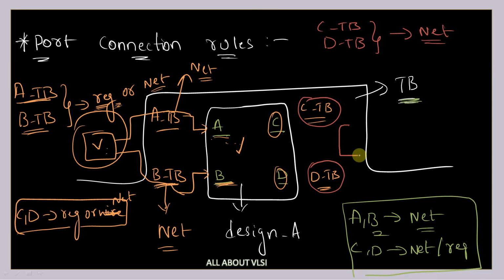Here, if we have one more module like this, and I want to connect this C and this D with another design like this, then the C underscore TB and D underscore TB which I am using for making these connections cannot be of reg type. If you use them as reg type, then you cannot connect these two modules. If you declare them as net only, it will accept it.